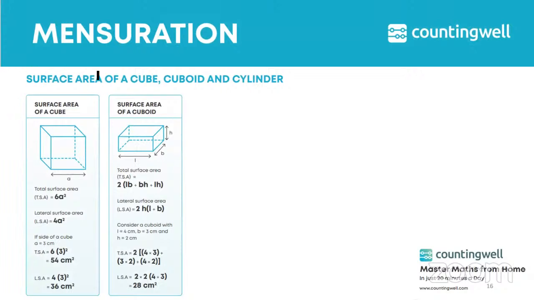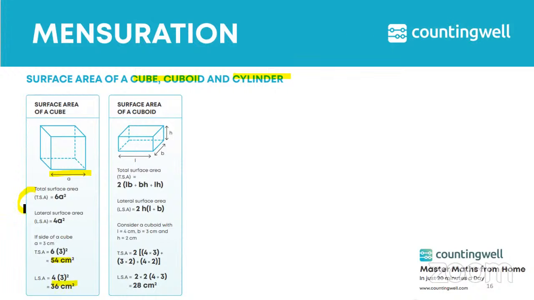Let us see how to find the surface area of a cube, cuboid, and cylinder. Let us find the surface area of a cube having the length of each side as a. So the total surface area is 6a square. The lateral surface area is 4a square. If the side of a cube is a equal to 3 centimeter, then we have the total surface area as 54 centimeters square, whereas the lateral surface area is 36 centimeters square.